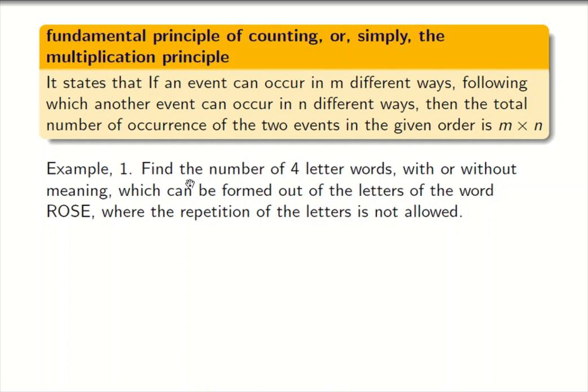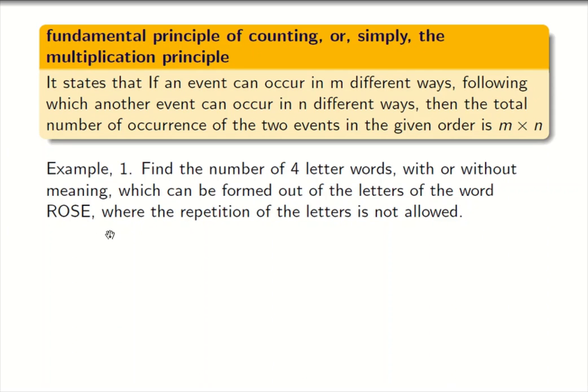Find the number of letter words, with or without meaning, which can be formed out of the letters of the word ROSE, where the repetition of the letters is not allowed. So you are supposed to rearrange the word ROSE to form other words. In how many ways can we do that?